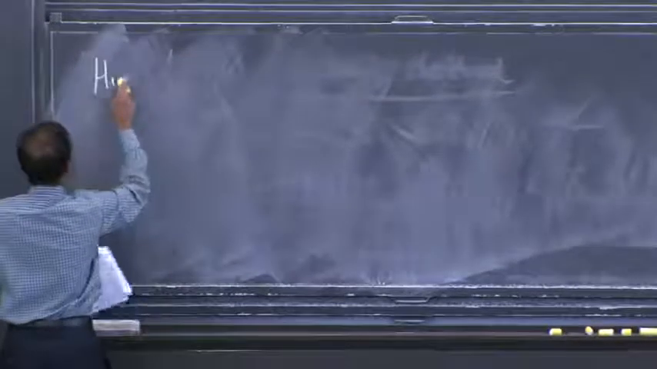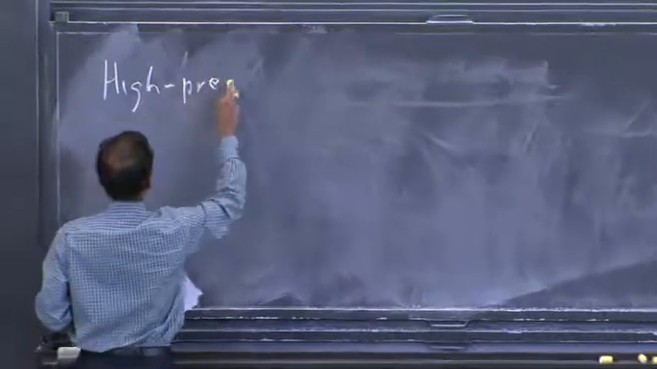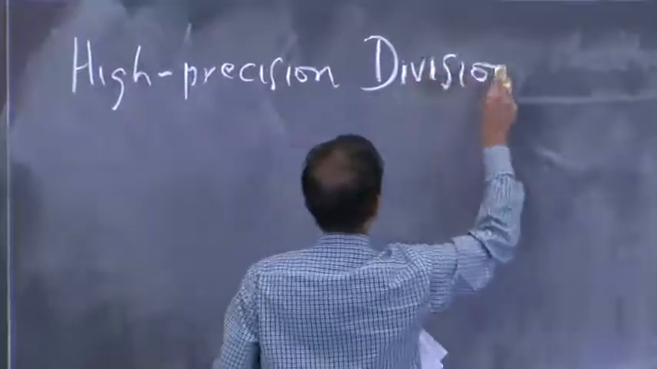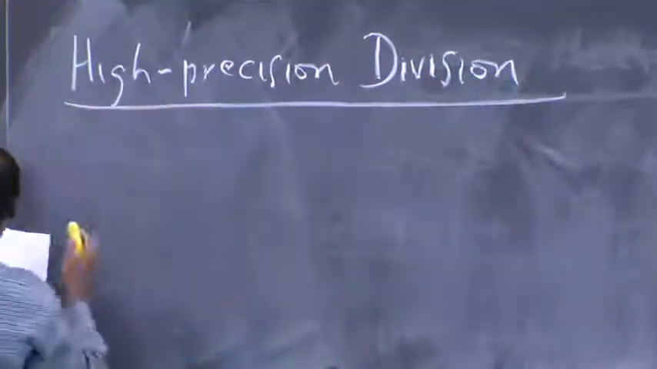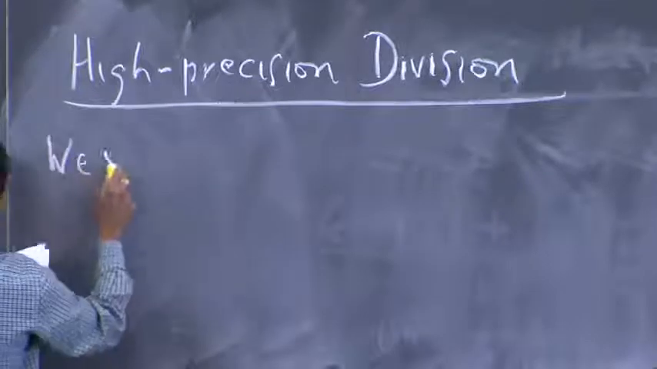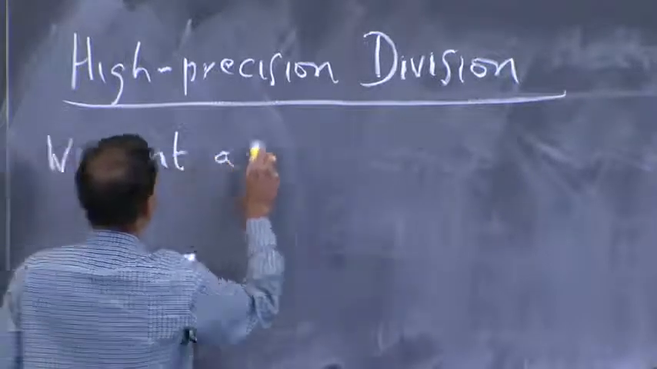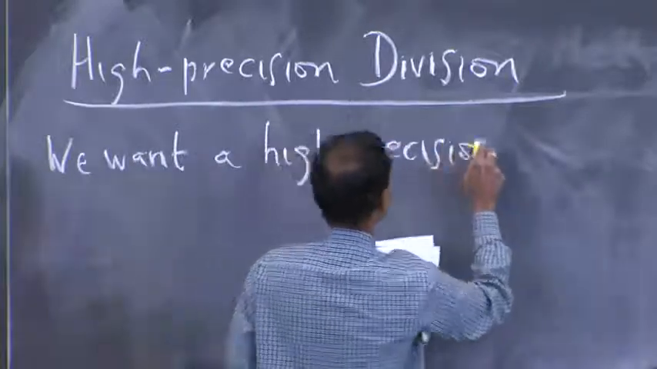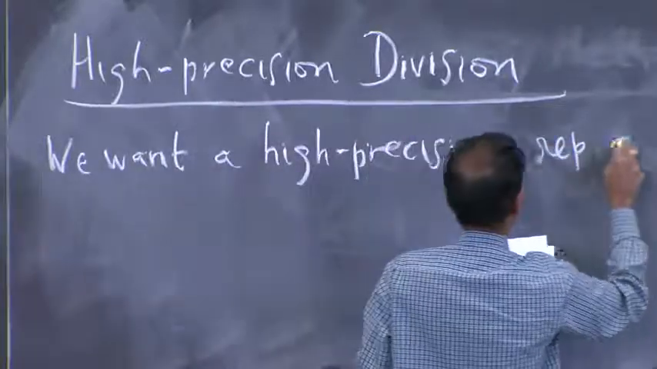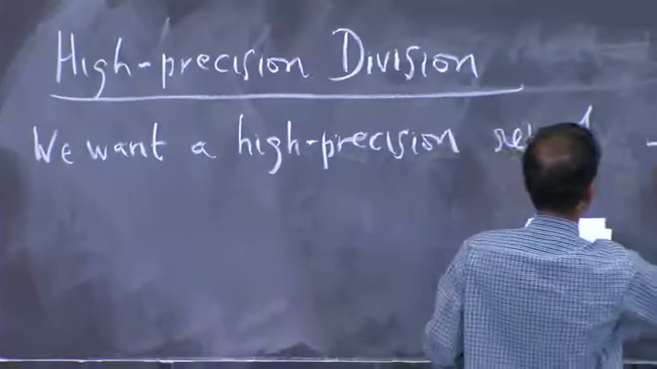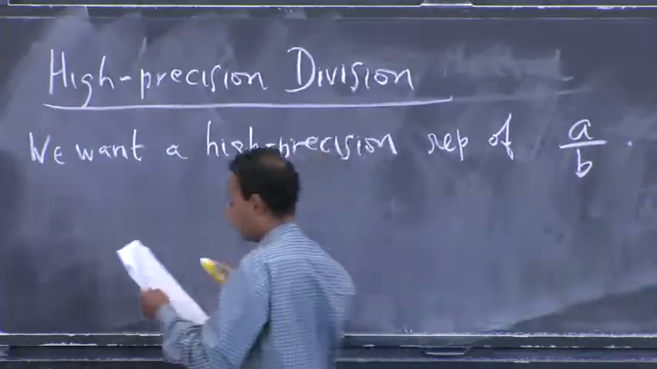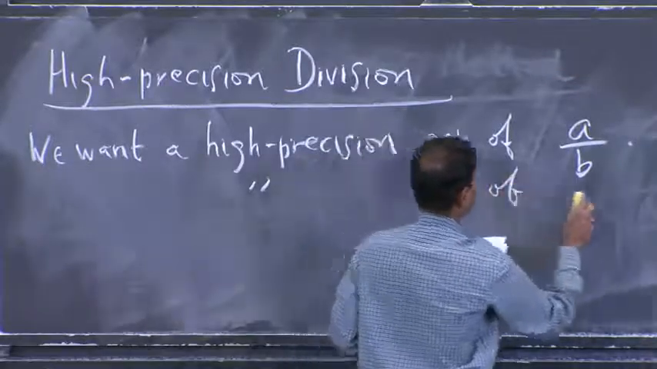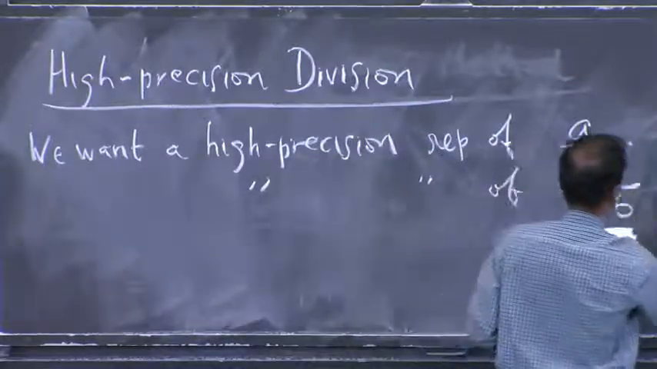So finally, high precision division. We want a high precision representation of A divided by B, and we're going to compute a high precision representation of 1 divided by B first.